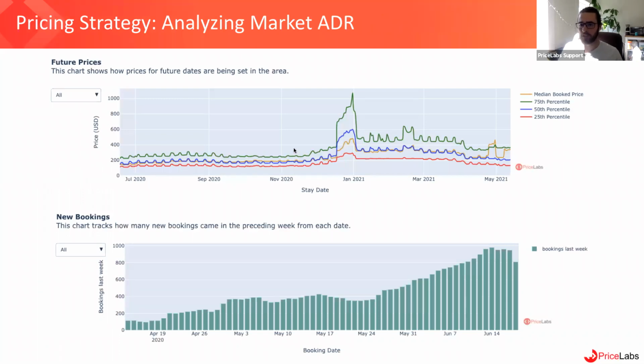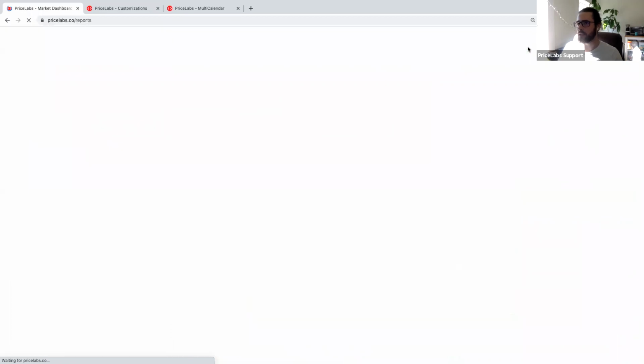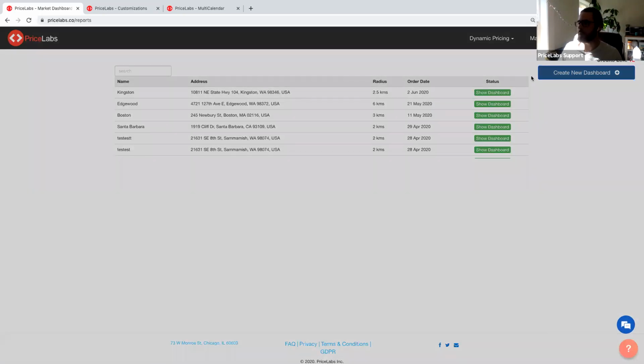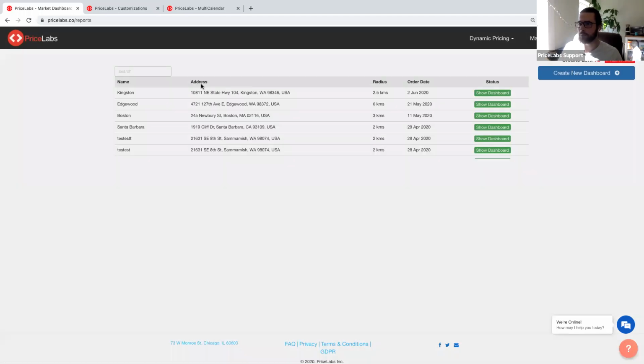Most of this will rely on these graphs that come from our market dashboard. For those of you who aren't familiar with market dashboards yet, this is a new tool that came out a few months ago. Up here in the top right corner, if you click on market dashboards, that will take you to our market dashboards page where you can order reports for your specific area. When ordering reports, you essentially type in an address and a radius around that address, and we analyze all properties within that radius.